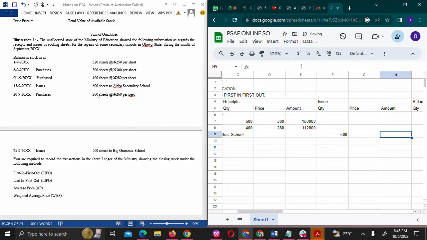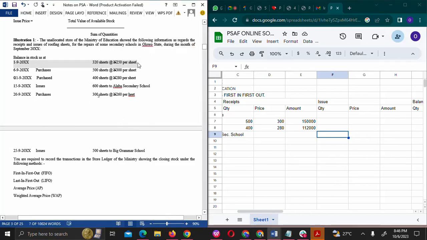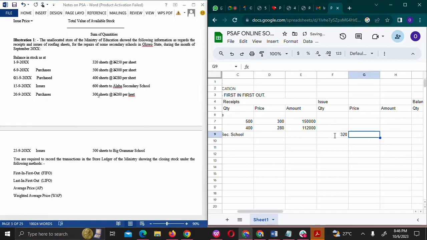It's 600 units. Now, are we together? The issue unit is 600 units. But in this approach, you are using first in, first out approach. So it means don't forget here, I have 320 units at 250 naira. So it means I will issue the first among the 600. I'm going to issue the first 320 units at 250 naira, and the amount to be this times this, right? And then I have a balance to make up 600.